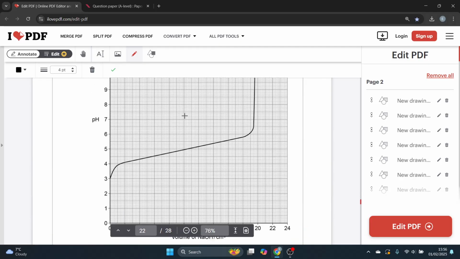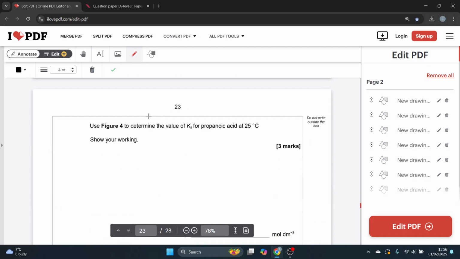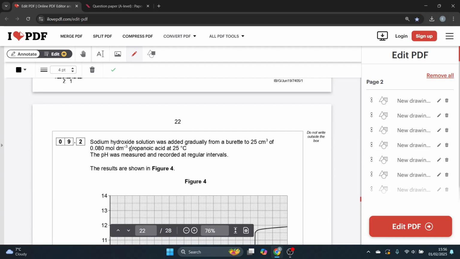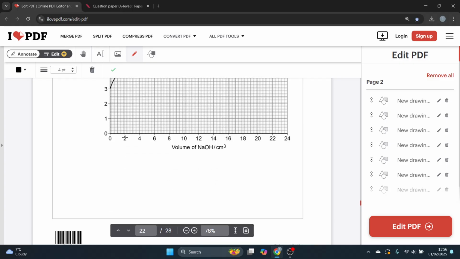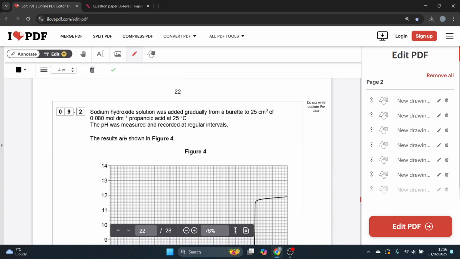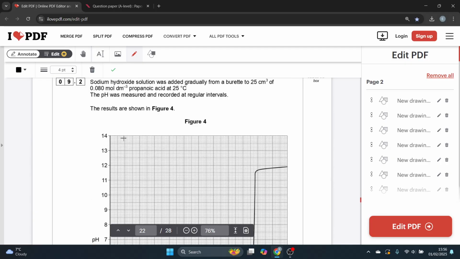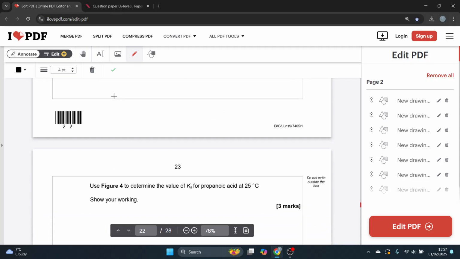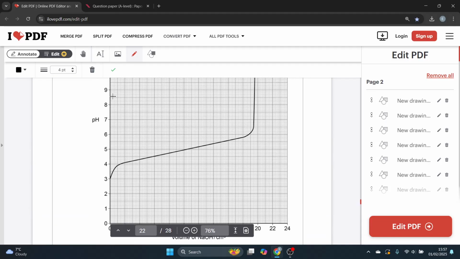Pretty nice. 9.2. Use figure 4 to determine the value of Ka for propanoic acid at 25 degrees Celsius. Obviously, this is the propanoic acid. So, value of Ka for propanoic acid. And I know sodium hydroxide was added gradually from a burette to this much propanoic acid. So, I want to find out the value of Ka.